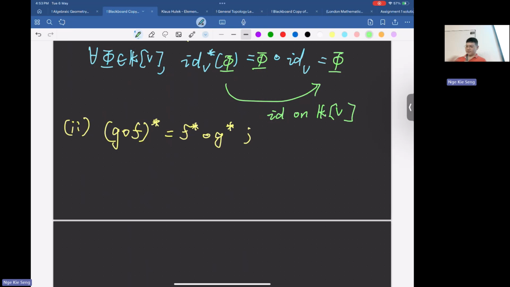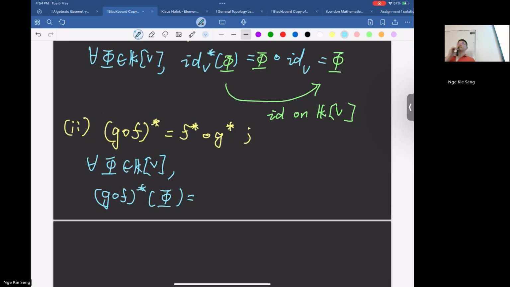Does anyone want to try this? Try this (G∘F) star on phi. Who wants to try? Jinsheng, take a look. By definition, what's this star here?